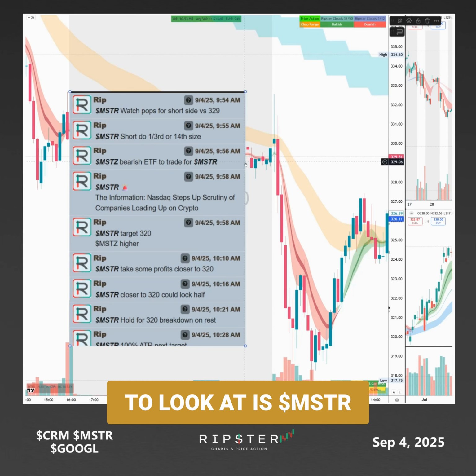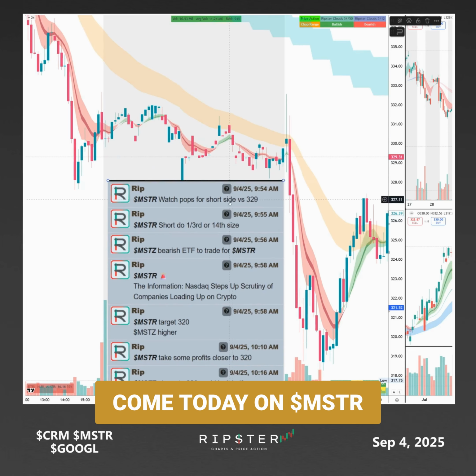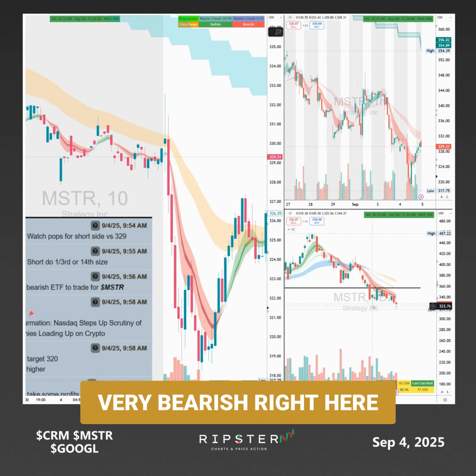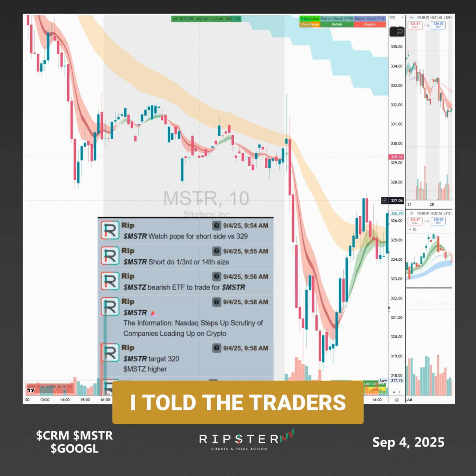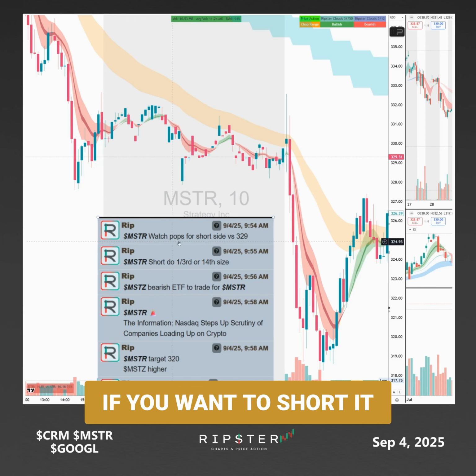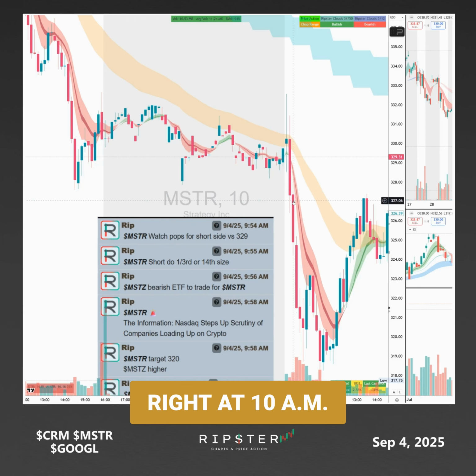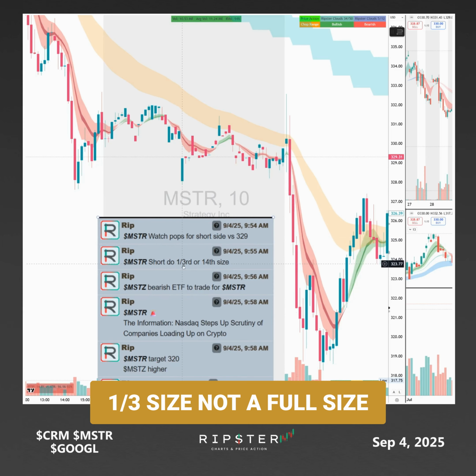So the next one we're going to look at is MSTR. We had bearish news come today on MSTR. You can see the daily chart is very bearish right here. Once it broke under yesterday's lows and the news was bearish, I told the traders to short it. Initially I told them if you want to short it, you can short versus 329 right at 10 a.m. And then we did a short at 1/3 size, not a full size. We did a 1/3 or 1/4 size on that.